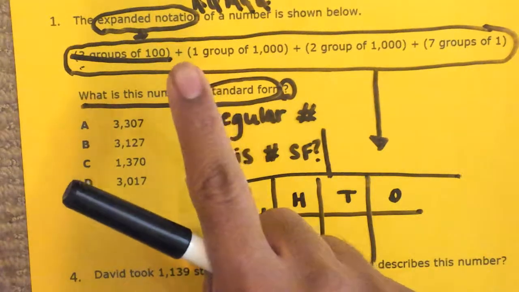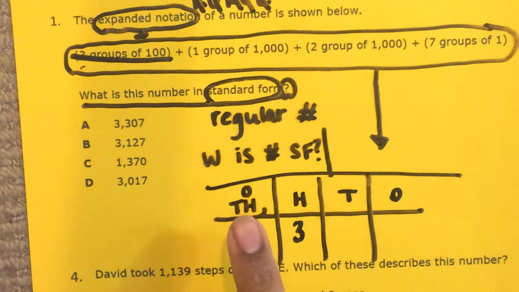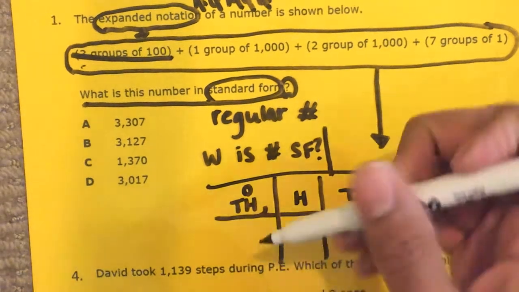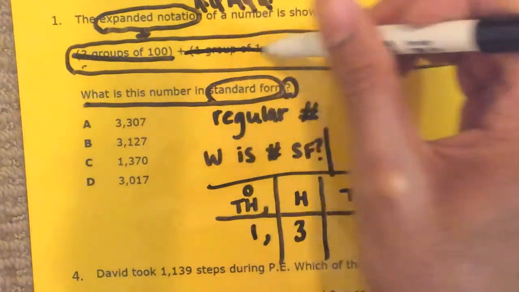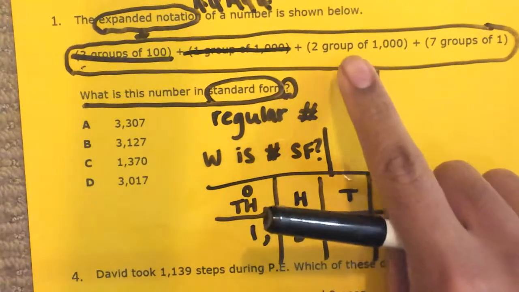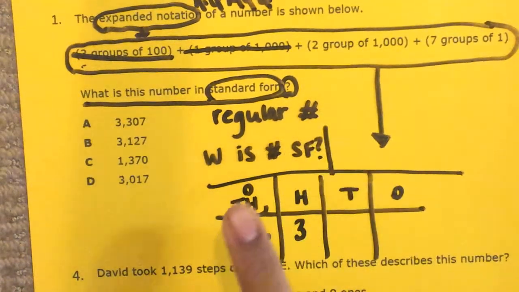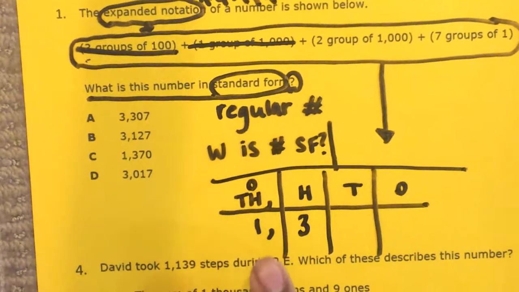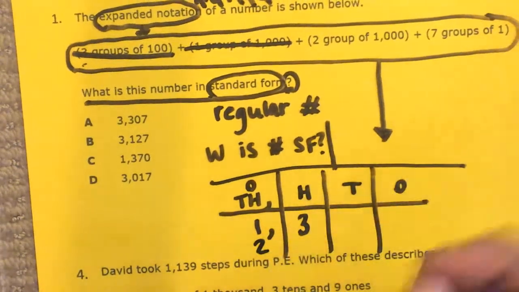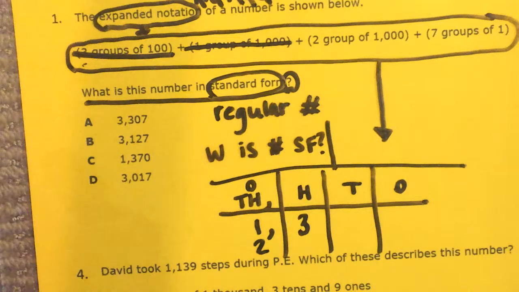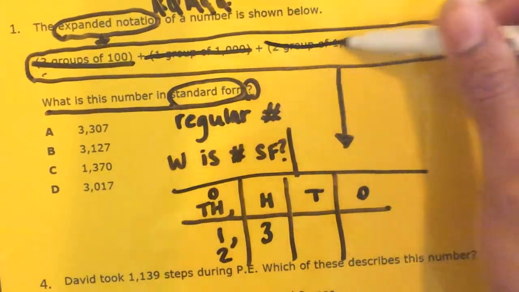The next one says 1 group of 1,000. So they're talking about the 1,000s place. And I'm going to put a 1 there. Don't forget your comma. Cross it off. The next one says 2 groups of 1,000. So again, we're talking about the 1,000s place, but there's already a number there. I'm just going to put it below that number. And now that we've done that, I can go ahead and cross this off.